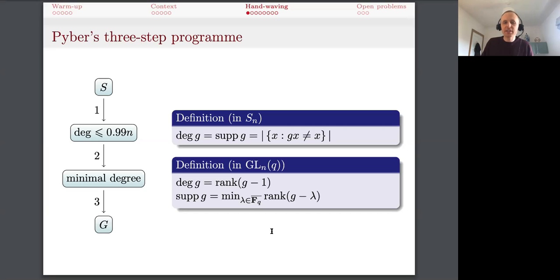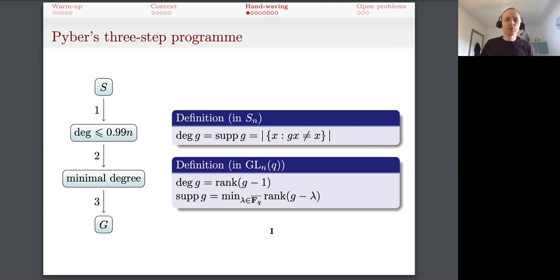Okay, in SL_n(Q), there's a new wrinkle in what might happen, which is that I might have an element that is not necessarily close to the identity in this sense, but it might be close to another scalar. I would call this a support. So an element of small support looks like some scalar transformation plus a low rank matrix. So I need both concepts.